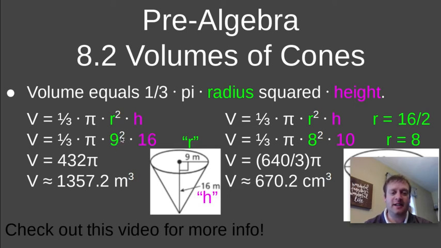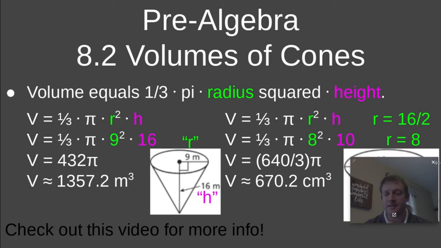math. 9 times 9 is 81. 81 times 16 is some big number that I got on my calculator. I don't remember it. And I need to times it by one third, which is the same as dividing by 3. Ultimately, fractions are division. So 81 times 16, some number divided by 3 is 432 pi. I can put that in as my answer if I'm doing Khan Academy or something like that.